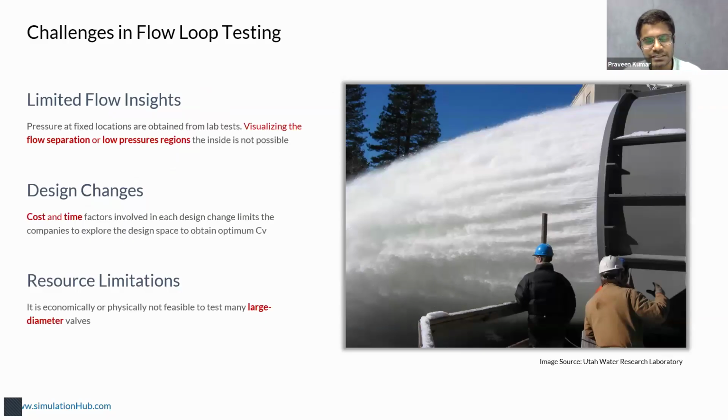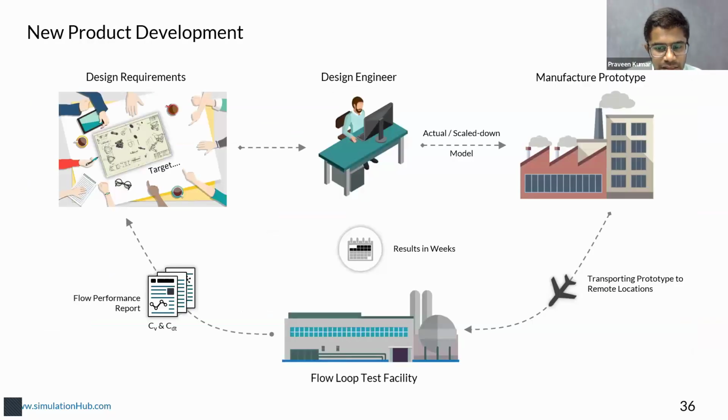So what happens is limited flow insights. That is one challenge in the flow loop test. In the flow loop test report, they provide the CV and CDT value. We get the CV and CDT value, but what is missing is what went wrong. Let's say you missed the target value, the CV or flow capacity or torque. It's not up to the target. So you need to redesign it. But on what basis, right? So where it went wrong, what is the scope of improvement?